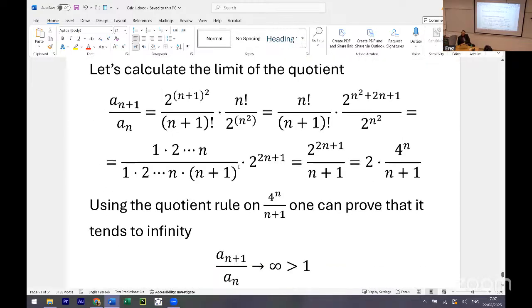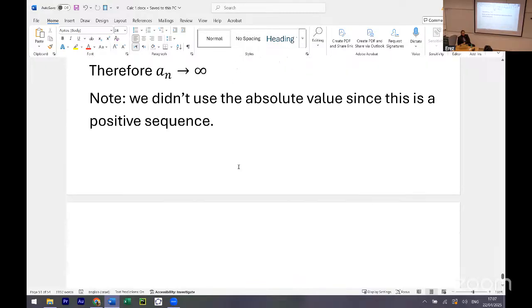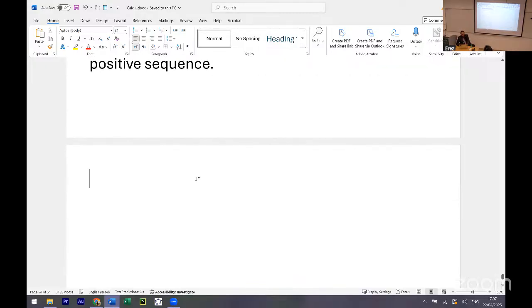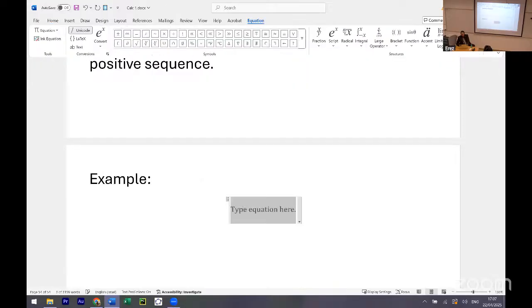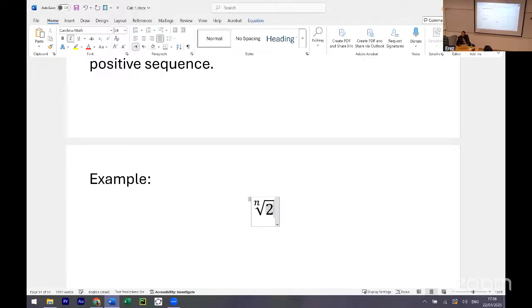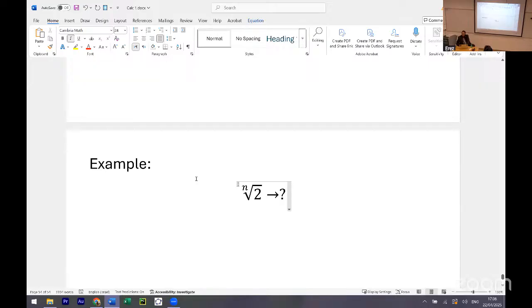Any questions so far? Let's do a couple more examples. Example. What is the n-th root of 2? Not what is it, what does it tend to? 0? No. 1? No, because it's not the limit. First of all, it's larger than 1. Any n-th root of 2 is larger than 1. So it couldn't be.